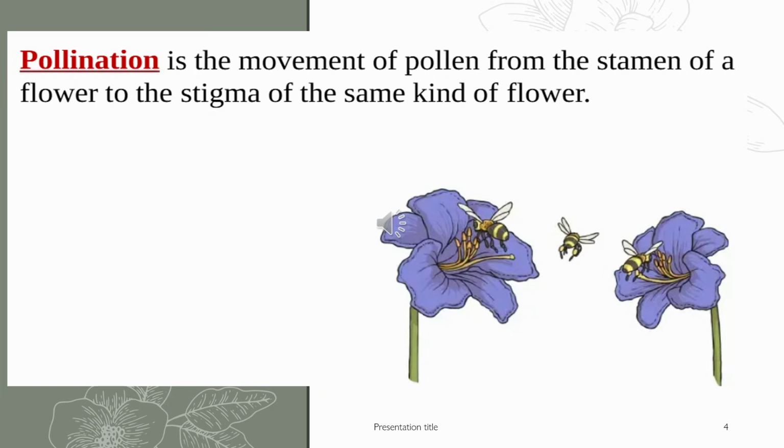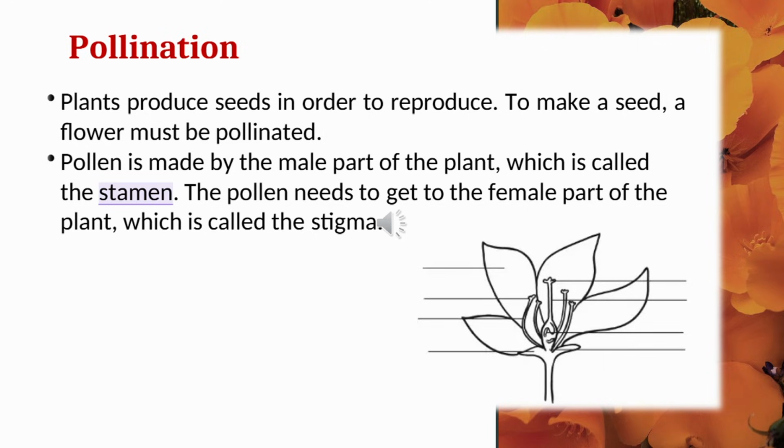So what is pollination? Pollination is actually the movement of pollen from the stamen of a flower to the stigma of the same kind of flower. Okay? Plants produce seeds in order to reproduce. So to make a seed, a flower must be pollinated. Pollen is made by the male part of the plant, which is called the stamen. The pollen needs to get to the female part of the plant, which is called the stigma.